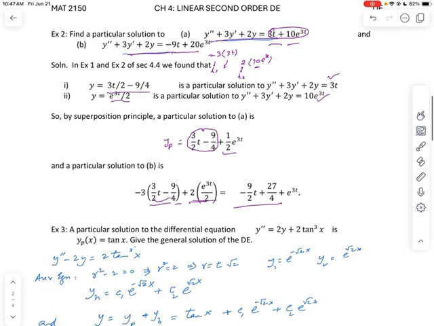Now example 3, a particular solution to the differential equation. This is given to be tangent x. Give the general solution of the equation. So what we do, we first find the auxiliary equation, find the corresponding functions of the auxiliary equation.